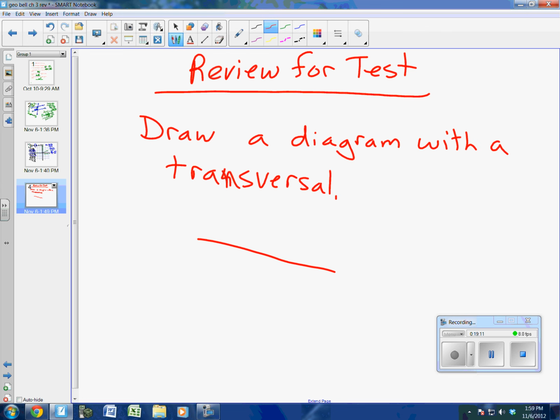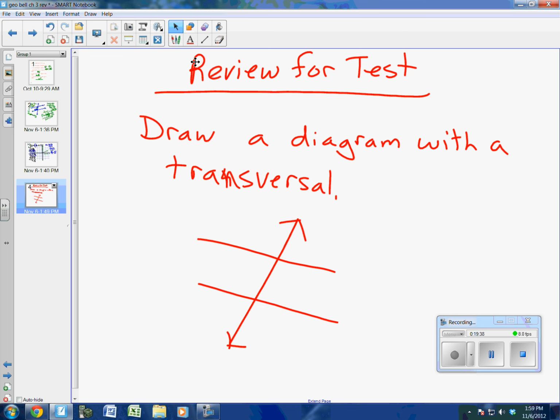Hey, guys. The transversal is the line that intersects 2 other lines, okay? We usually use them when we're talking about 2 parallel lines, and then the other line goes through them. That other line is called the transversal, okay?